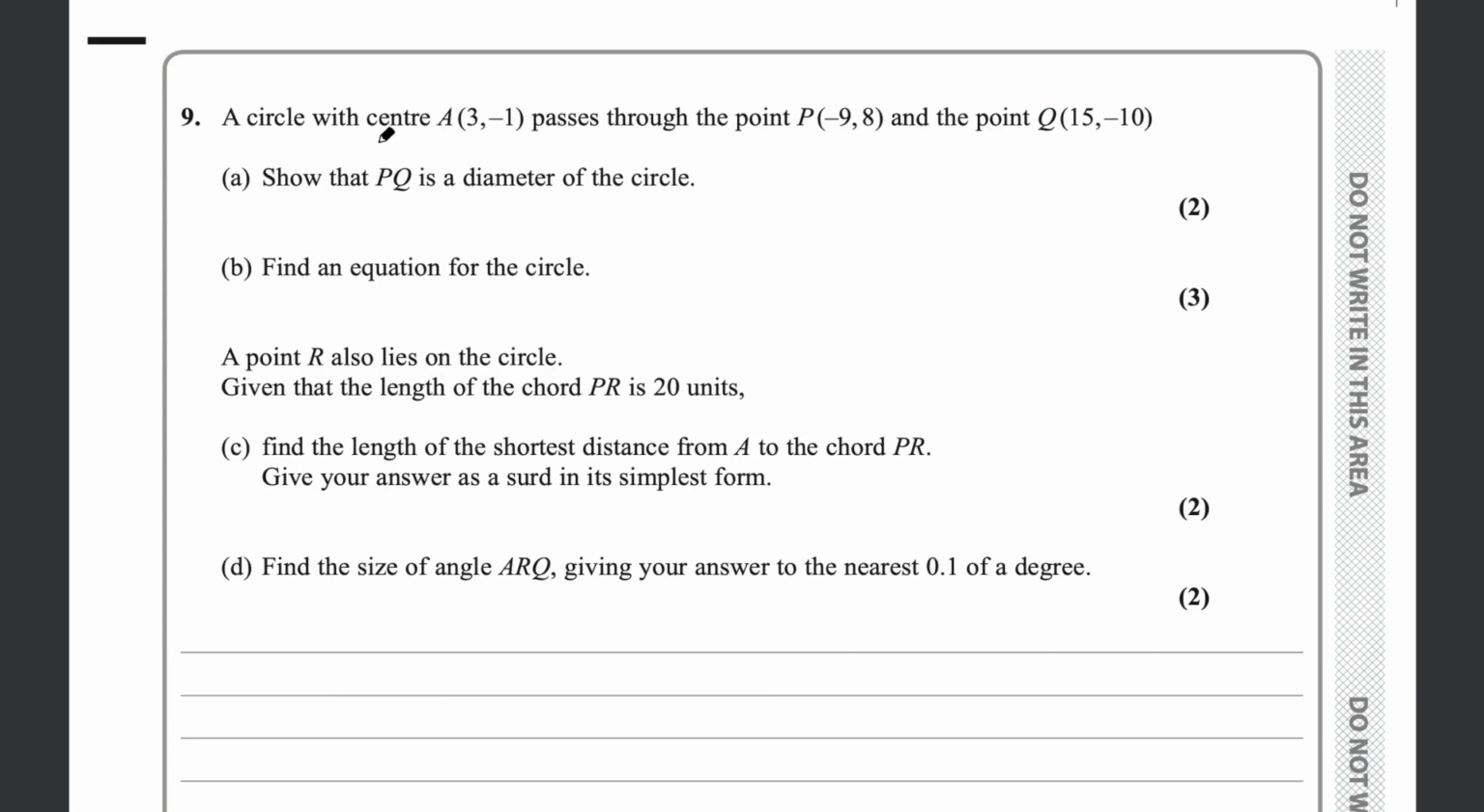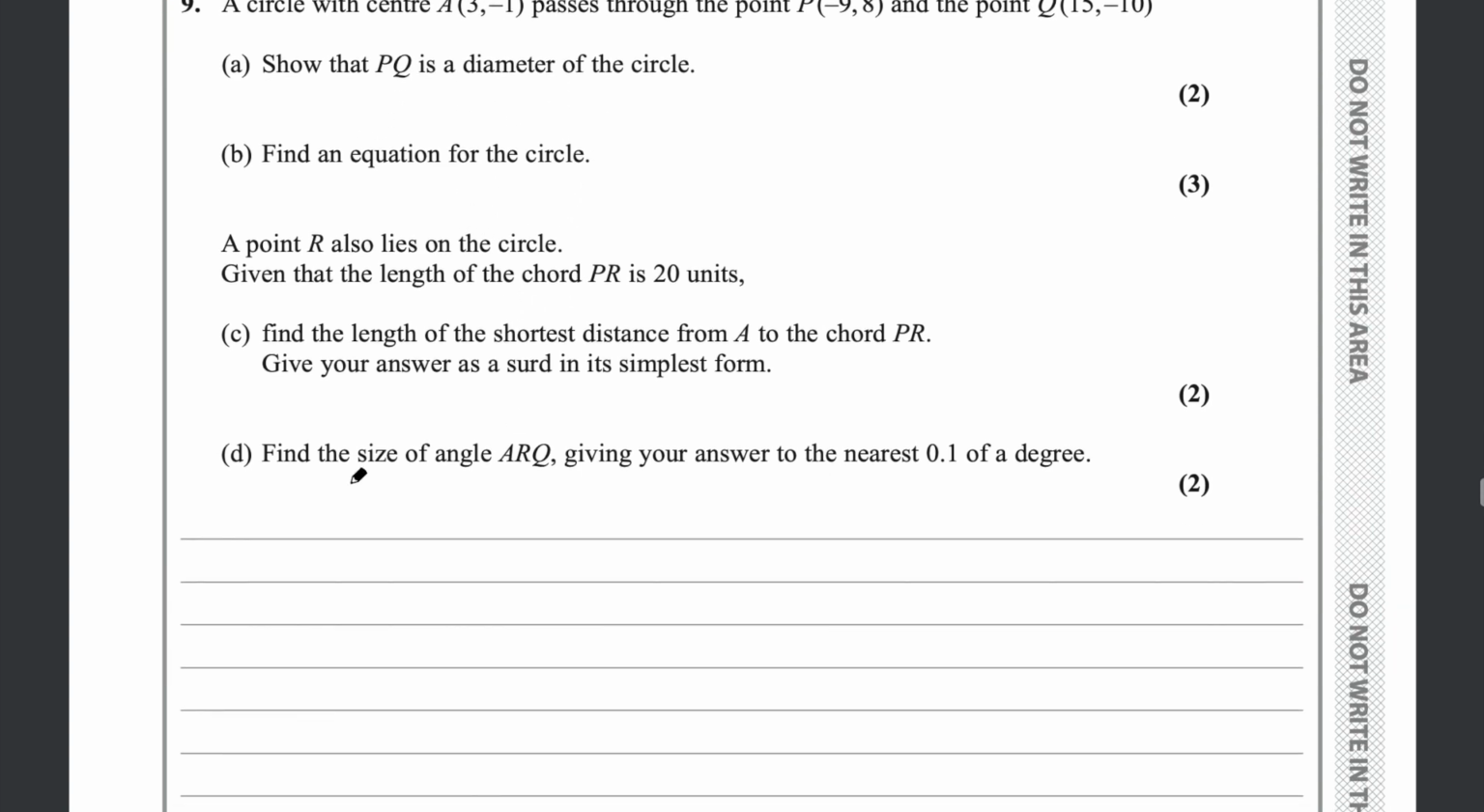Question 9 says a circle with center A 3, -1 passes through the point P, -9, 8 and the point Q, 15, -10. Part A says show that PQ is a diameter of the circle. Okay, so what do you know about the diameter? So it needs to pass through the center. So if PQ is a diameter, the midpoint should be the center of the circle. So we can use the midpoint formula to prove that it's a diameter.